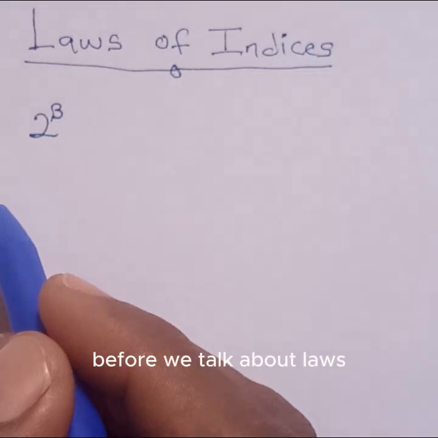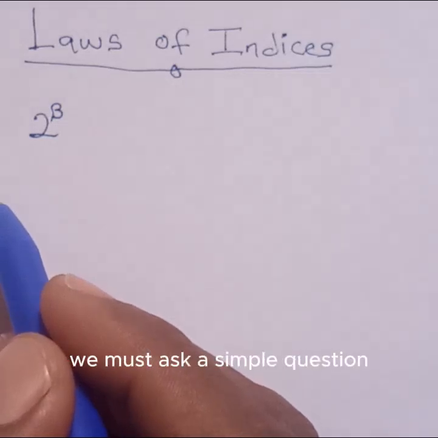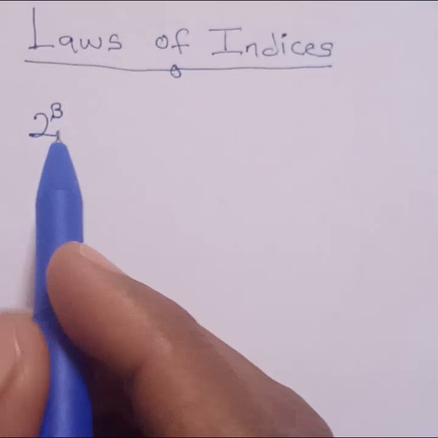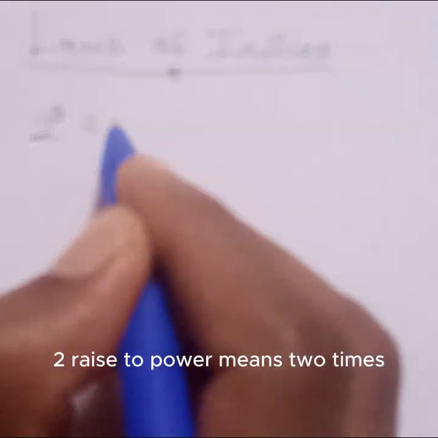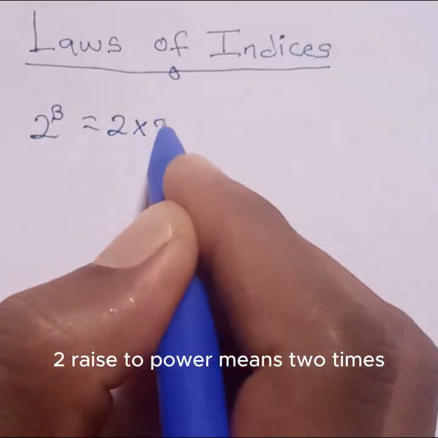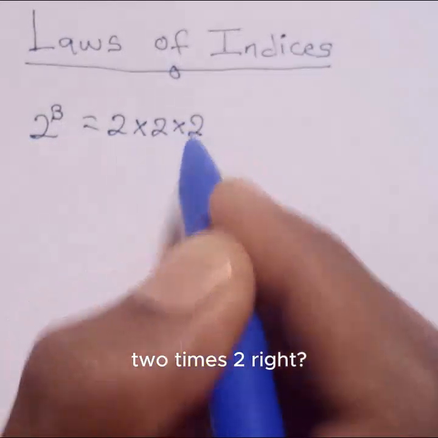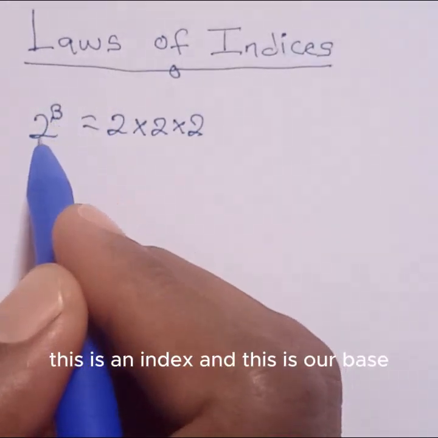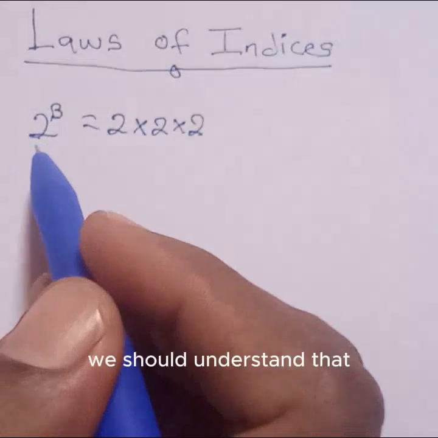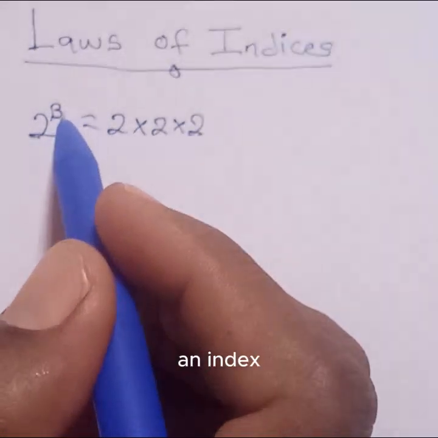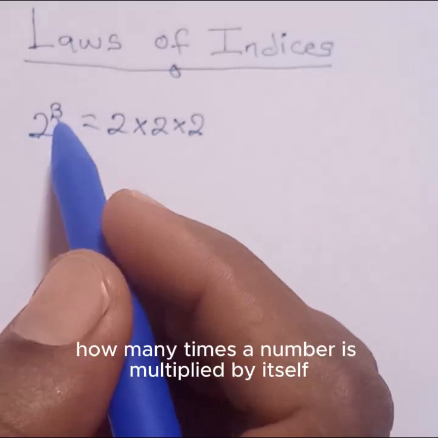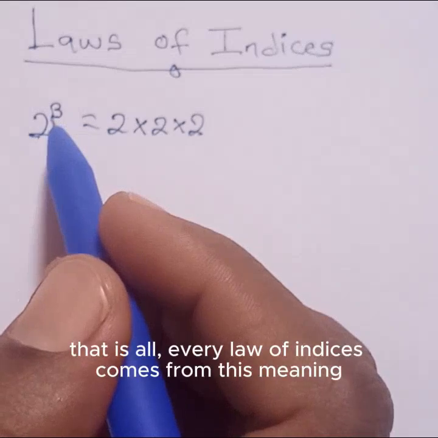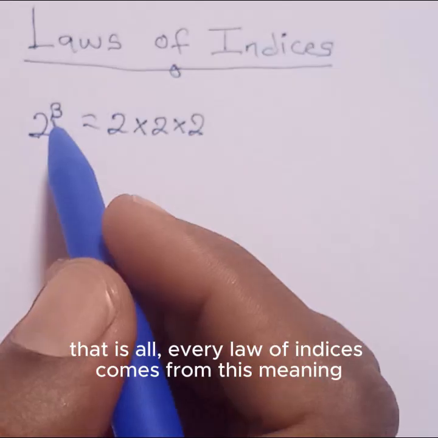Before we talk about laws, we must ask a simple question. What does 2 raised to the power 3 mean? 2 raised to the power 3 means 2 times 2 times 2, right? This is an index and this is our base. We should understand that an index tells us how many times a number is multiplied by itself. That is all. Every law of indices comes from this meaning.